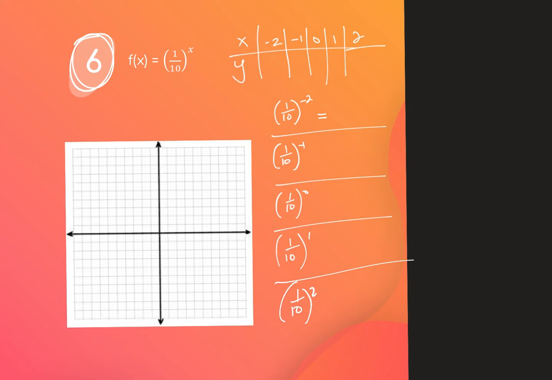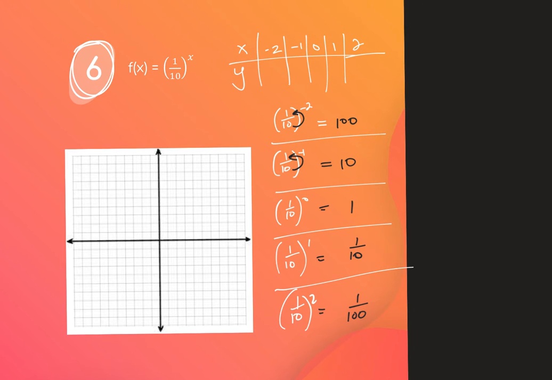So what's 1/10 to the -2? What happens? What does the negative do? Moves it to the top, so that would be 10 to the second or 100. 1/10 to the negative first. Good, moves it to the top, to the first power. Anything to the 0 power is 1. 1/10 to the first would stay 1/10, and this would be 1/100th.